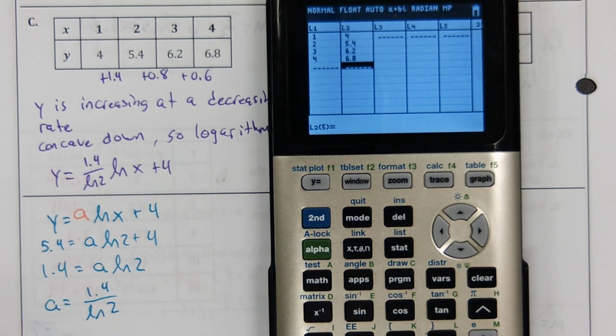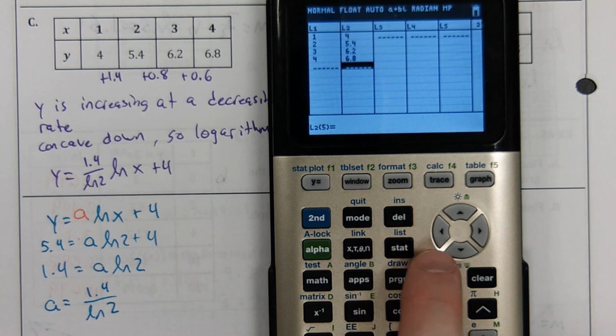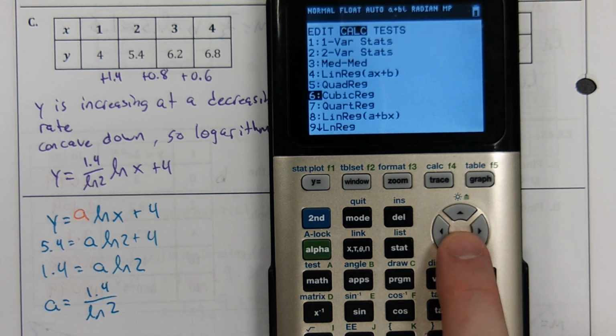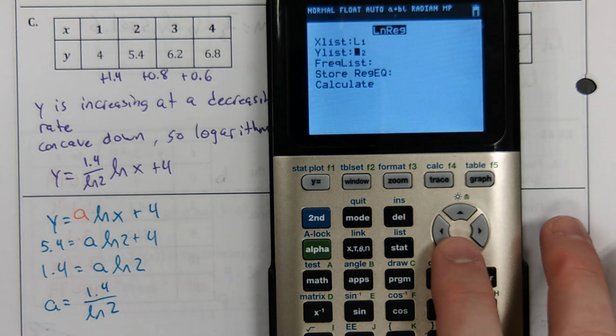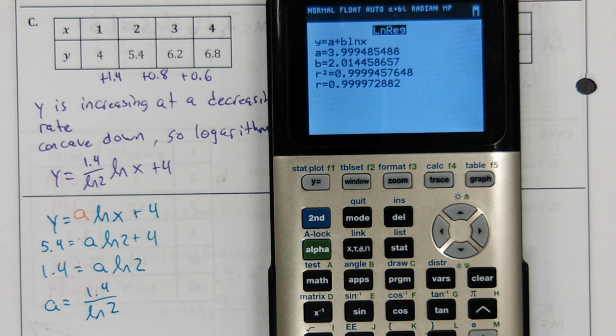And I'm going to ask it to do natural log regression. Stat, calc, ln reg, L1, L2, give it to me now. And it is a really, really good regression. You see how many 9s that is?